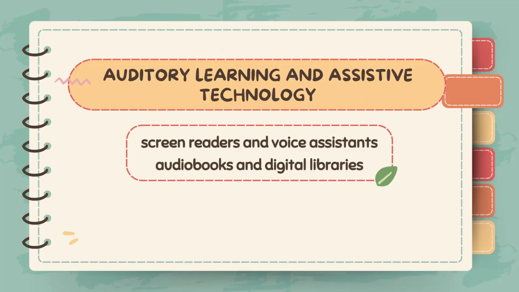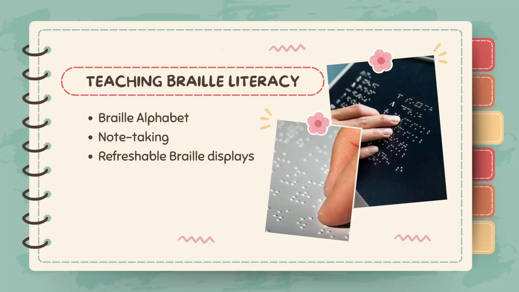A critical part of education for blind students is Braille literacy. Let's examine why this is important and how teachers can support it. Braille is an essential skill for blind students, allowing them to read, write, and take notes independently. Best practices include introducing the Braille alphabet at an early age. Just like print literacy, Braille literacy should begin early.